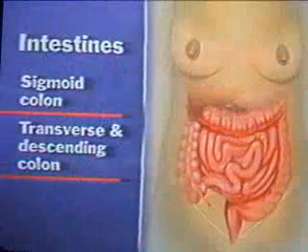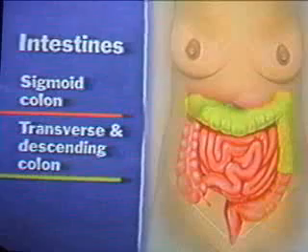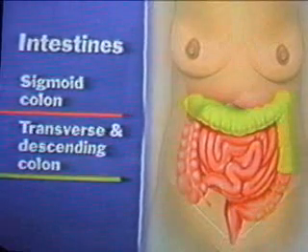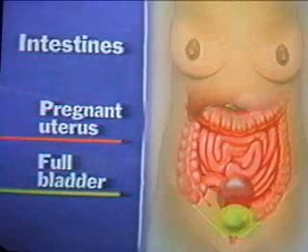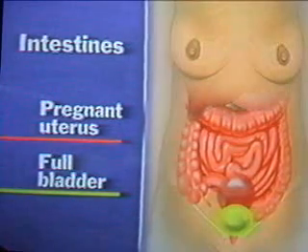The intestines fill much of the abdomen. The sigmoid colon and portions of the transverse and descending colon may be palpable as tubular masses. Except for a pregnant uterus or a distended bladder, normal pelvic organs are not detectable through the abdominal wall.